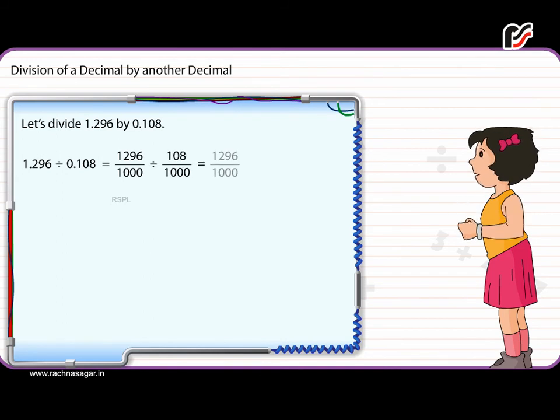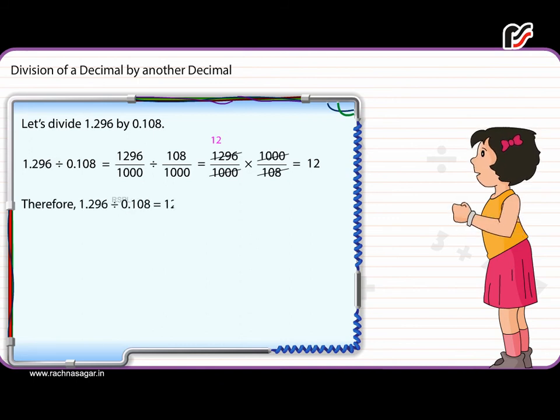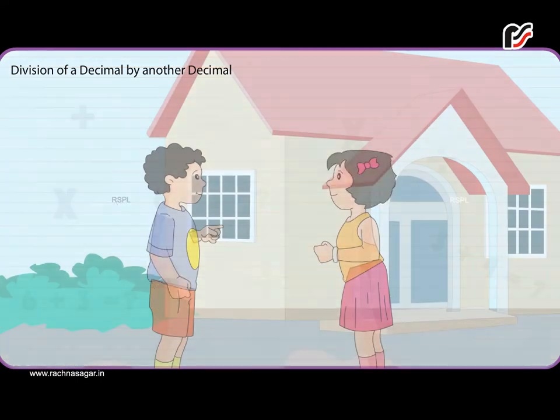1,296 by 1,000 divided by 108 by 1,000 is equal to 1,296 by 1,000 multiplied by 1,000 by 108 is equal to 12. Therefore, 1.296 divided by 0.108 is equal to 12.